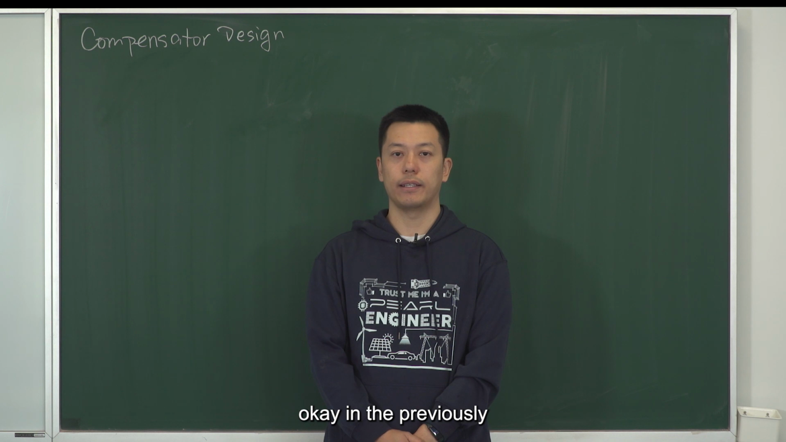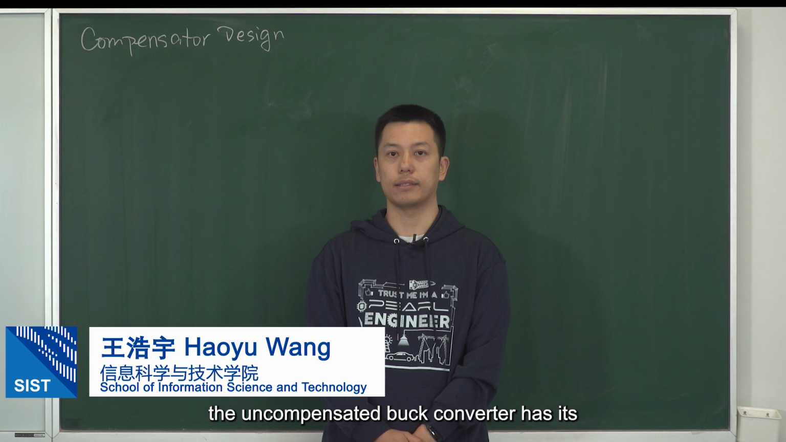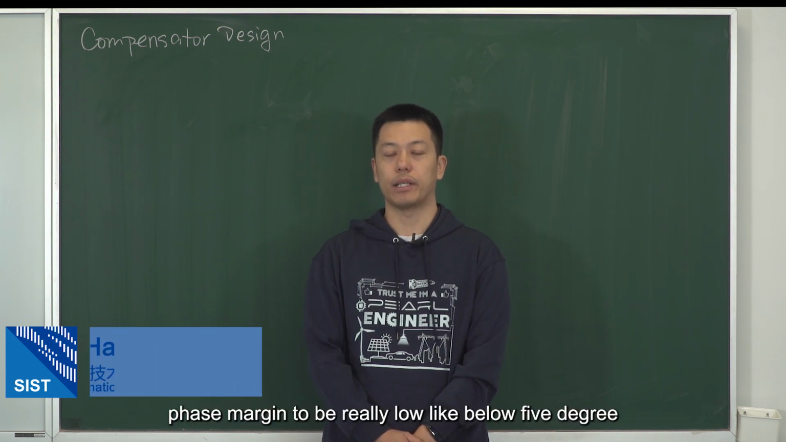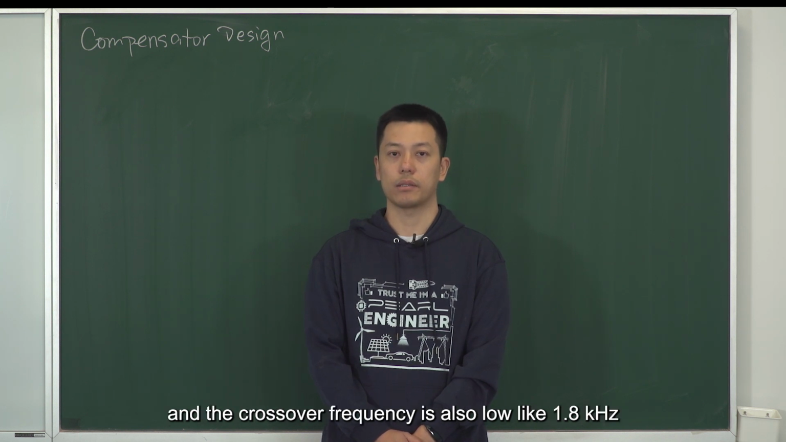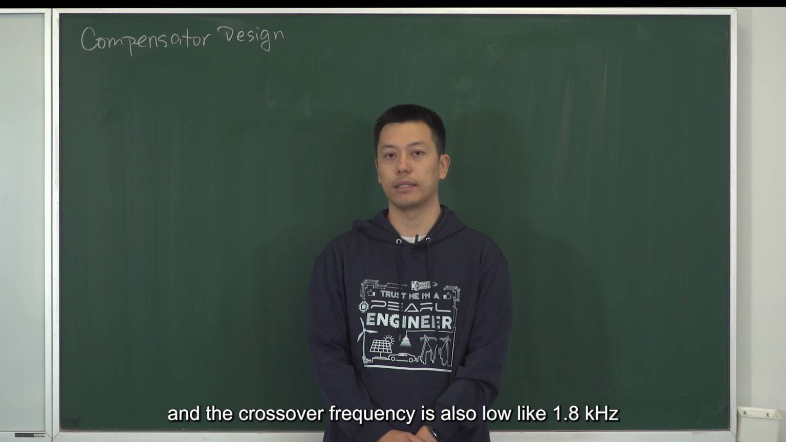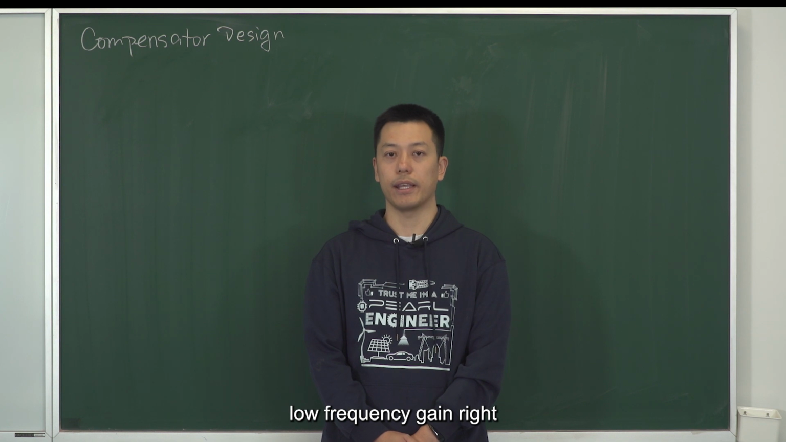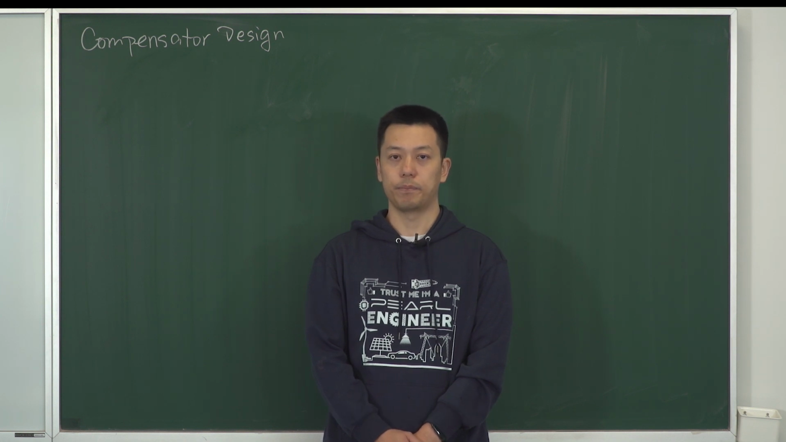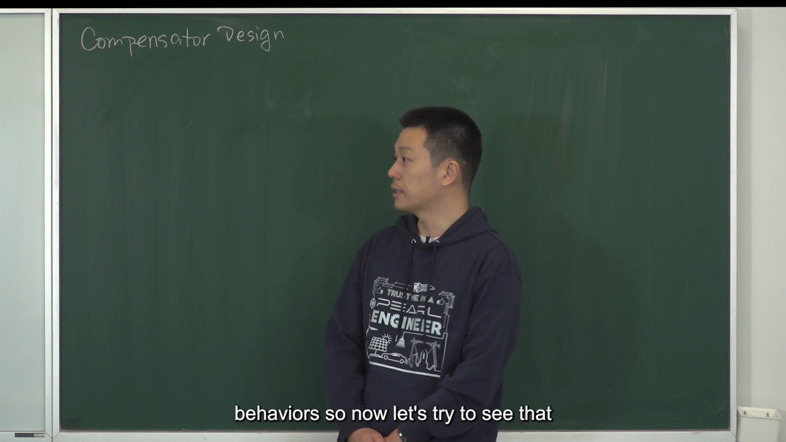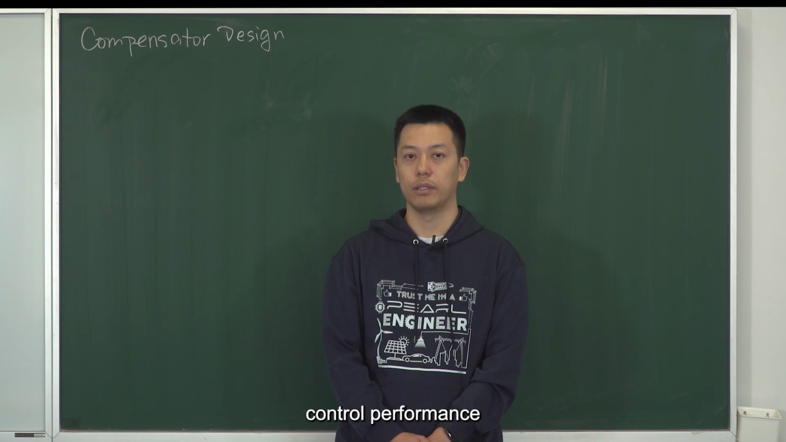Okay, in the previous numerical example, we can see that the uncompensated buck converter has a really low phase margin, below 5 degrees, and the crossover frequency is also low, around 1.8 kilohertz. We also have very low frequency gain, right? So this means we need to use a compensator to compensate those behaviors. Now let's see how we can properly design this compensator to achieve better control performance.